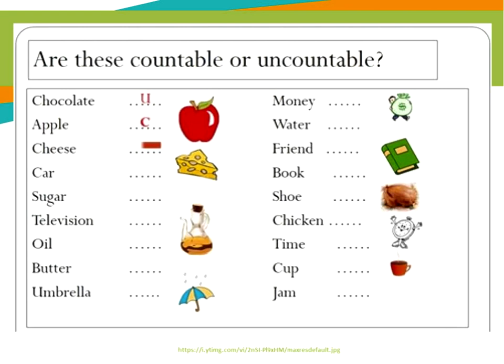Water. What about water, Mayra? ¿Es contable o uncountable? What about water? Uncountable. Friend. What about friend? It is countable, that's right. Book. It is C or U? C, that's right. Countable. Shoe. Countable or uncountable? Countable. Very good. I want chicken. Chicken. What about chicken? It is countable or uncountable? Chicken is countable. That's right.